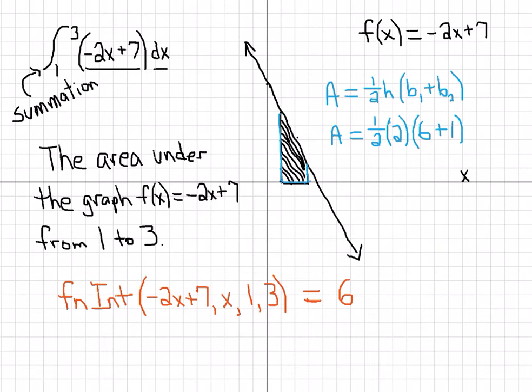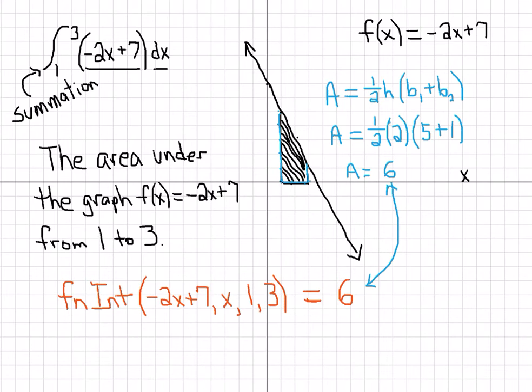Now, if we take 6 plus 1, we get 7. And if we multiply 7 by 2, we get 14. And if we take half of 14, we get 7. And you say, well, I thought that was supposed to be 6. And you're right, because I just realized another mistake. Sorry, can't count tonight. This base is 1, 2, 3, 4, 5. It's only 5. So 5 plus 1 is 6. 6 times 2 is 12. And half of 12 is 6. So by using the geometry formula, we know our area is 6.